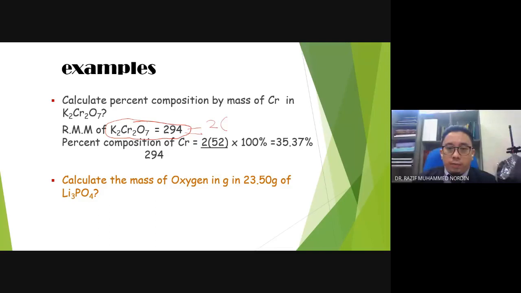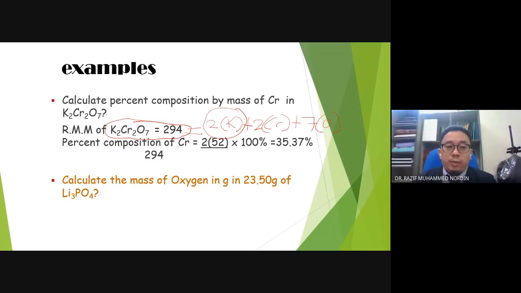two of K plus 2 Cr plus 7 oxygen. Okay. So in the bracket tu dia atomic mass lah for individual atom. Okay. For example yang ini potassium lah. You kena tengok periodic table, from there you akan dapat potassium tu berapa nilai dia.